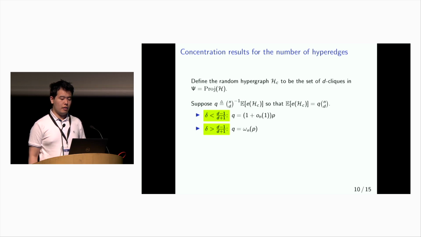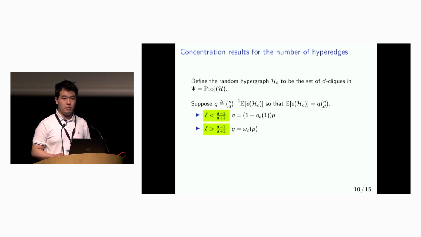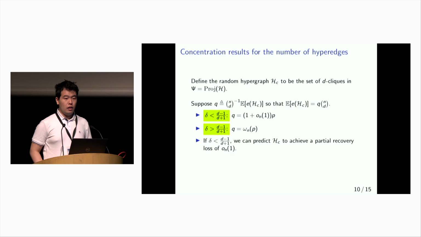We note that when delta is below the threshold, q is approximately equal to p, and when delta is greater than the threshold, q is very large when you compare it to p. Obviously, q is greater than p because every hyperedge of H is a hyperedge of HC. In particular, observe that if delta is less than the threshold, we can expect HC to achieve a partial recovery loss that's approximately 0. So this would be an efficient algorithm in this regime.